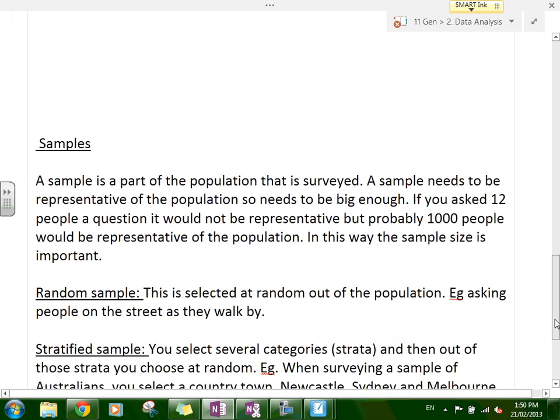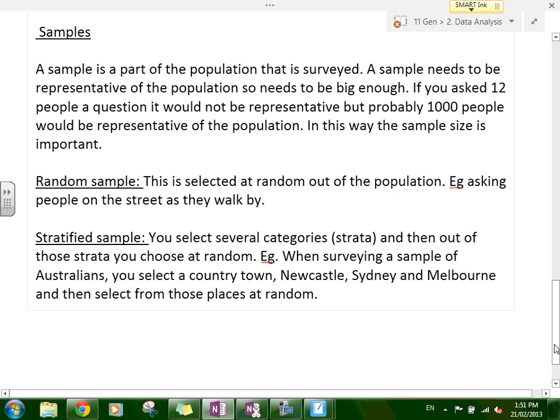Okay. Now we want to talk about samples. So a sample is a part of the population that is surveyed. Okay, so a sample is a smaller part of the whole population. And it's important that a sample needs to be representative. Otherwise it's useless as a sample. The sample has to actually reflect the realities in the population. Which means that sample size is very important.